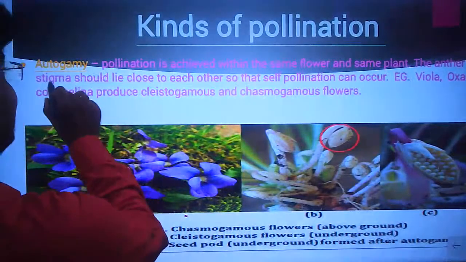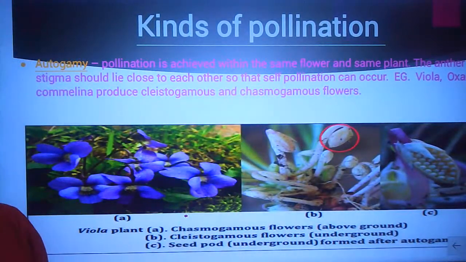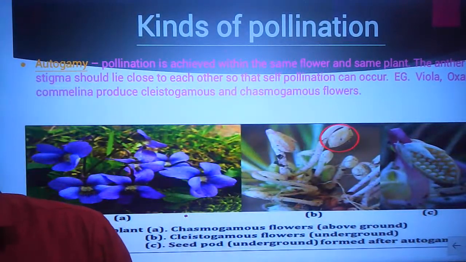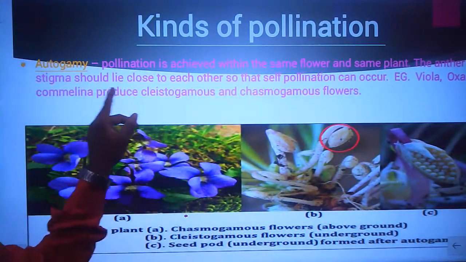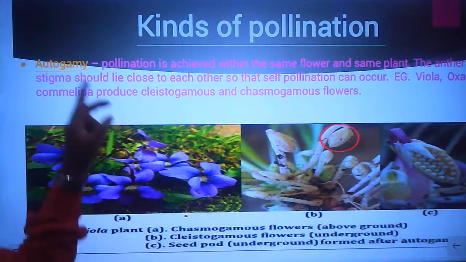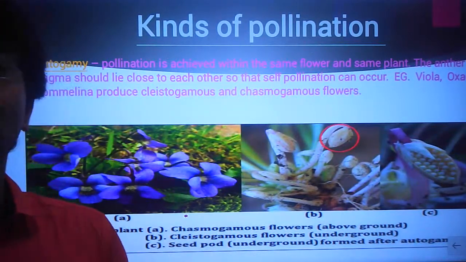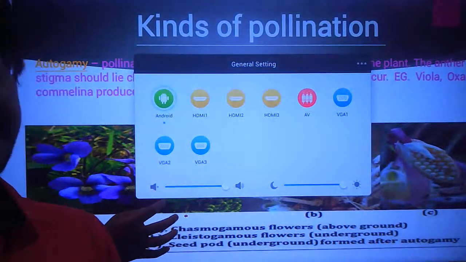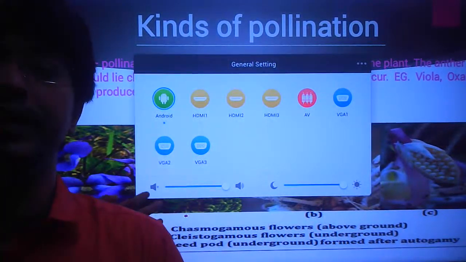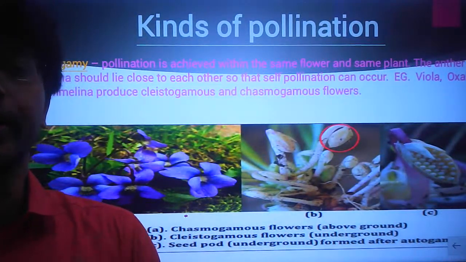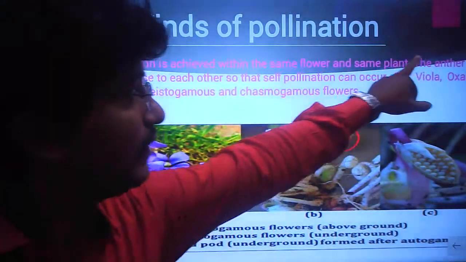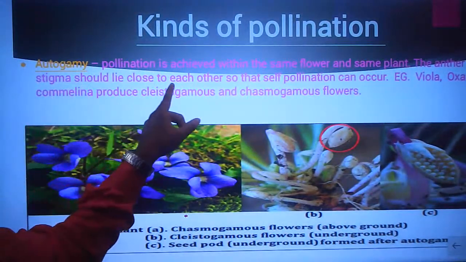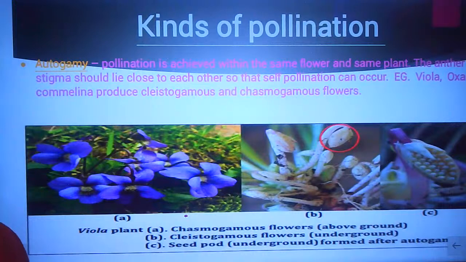So the anther and stigma should lie close to each other. There should not be any distance between the anther and the stigma. They should have close proximity to each other so that self-pollination, that is autogamy, can occur. What is the rule? What is the minimal requirement for this? The minimal requirement for autogamy is that anther and stigma must be in close proximity so that assured fertilization can occur. So anther, the male, and the stigma, the female, should lie close to each other so that self-pollination can occur.